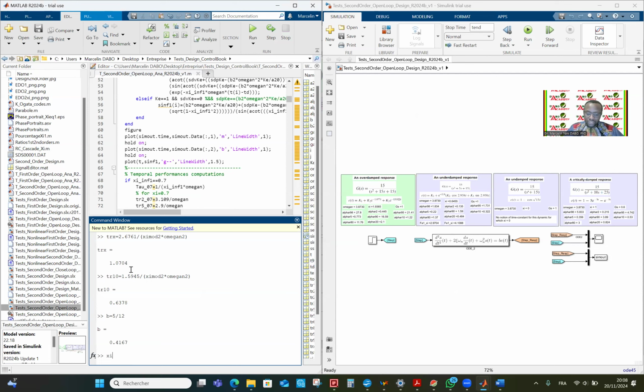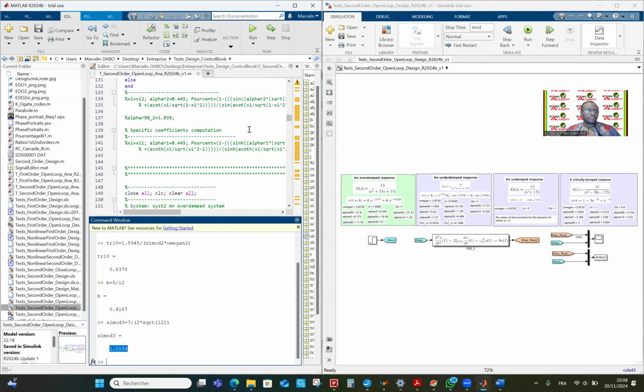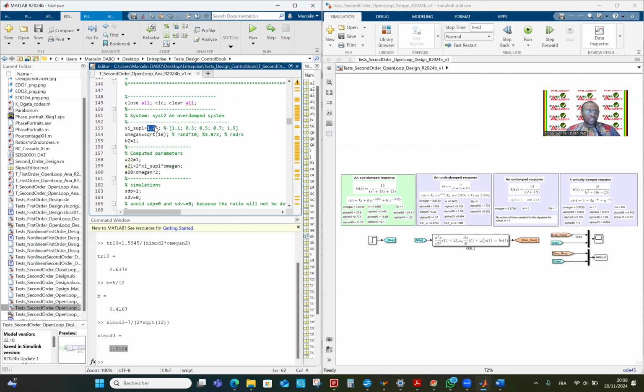So we say Xi, and then the Xi mod number 3 is 7 divided by 2 times the square root of 12, because 3 times 4 is 12. This is the damping ratio that we have, very smoothly greater than 1. And this omega n that we have here should be equal to the square root of 12.